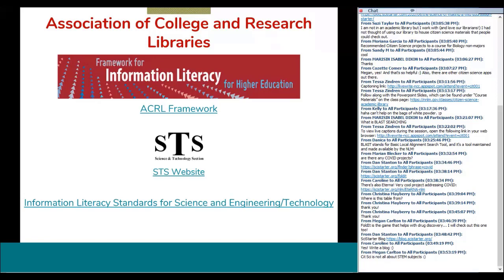It's really good stuff. And then, on the intersection of science and technology and information literacy, back in 2006, prior to the adoption of the ACRL Framework in 2016, the STS group took a look at information literacy and created a set of standards for science and engineering and technology. So while that's somewhat dated, there is value in reviewing the science-specific information literacy concepts. Next slide, please.